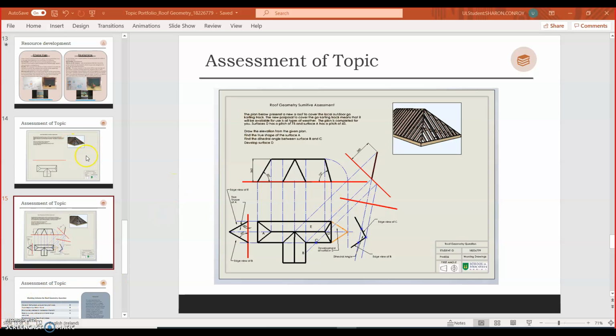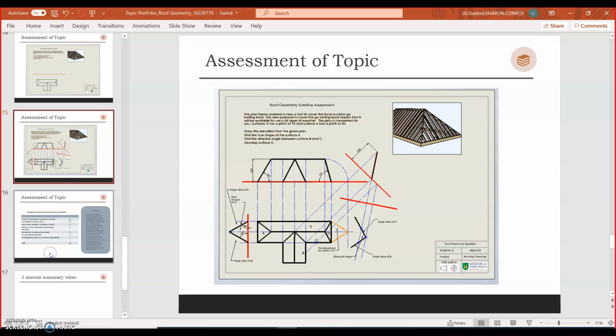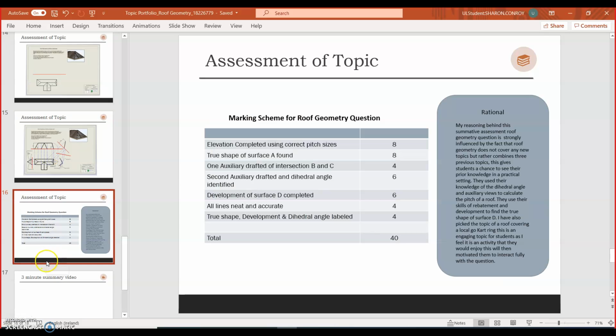So that is my rationale for the construction of the solution. My reasoning behind the question is that I wanted to try find a topic that students were familiar with and have engaged with before. So I think that the go-kart track, even if students have not done the activity themselves, they would all be aware of it and understand the layout of it. So then just the final point, this is my marking scheme here.